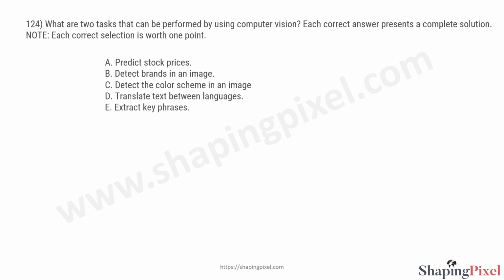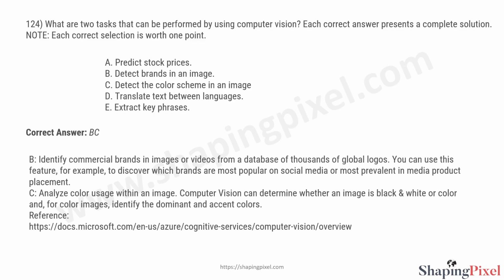So the right option here is option B and option C. Identify commercial brands in images or videos from a database of thousands of global logos. You can use this feature, for example, to discover which brands are most popular on social media or most prevalent in media product placement. Option C, analyze color usage within an image. Computer vision can determine whether an image is black and white or color, and for color images, identify the dominant and accent colors.